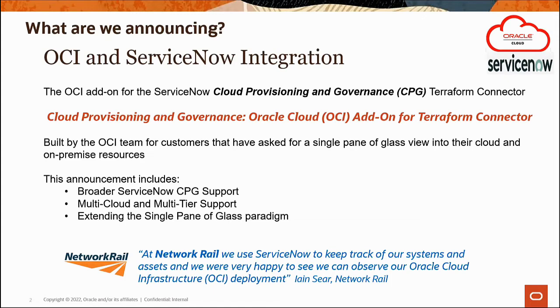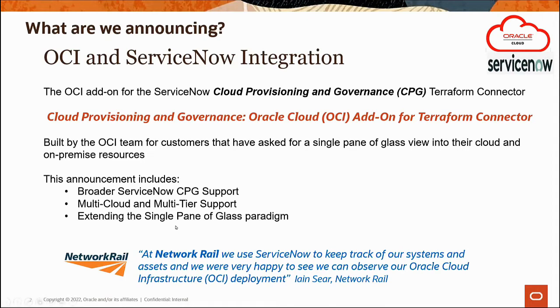A couple of things you get from it, like it shows on the screen, are broader CPG support. You now have multi-cloud access and multi-tier support, and as I mentioned already, the single pane of glass. We've been really happy to work with a customer out of the UK, Network Rail. They manage and run the entire UK rail system, and they've been using OCI for a long time and ServiceNow for a long time, and have been working, I was going to say aggressively, but collaboratively with us to build out and test solutions that we've made. We are always looking for more customers too. So if you are using ServiceNow and OCI, we'd love to hear from you.